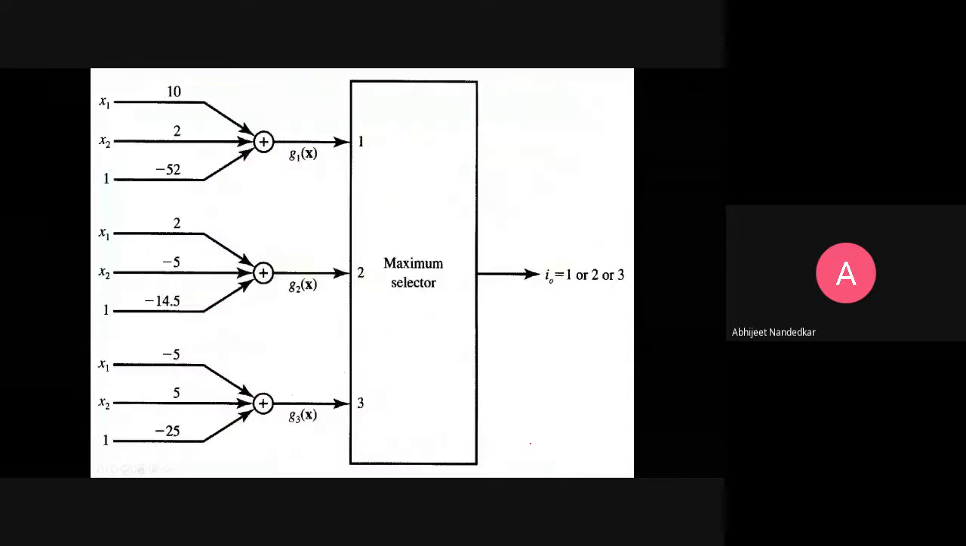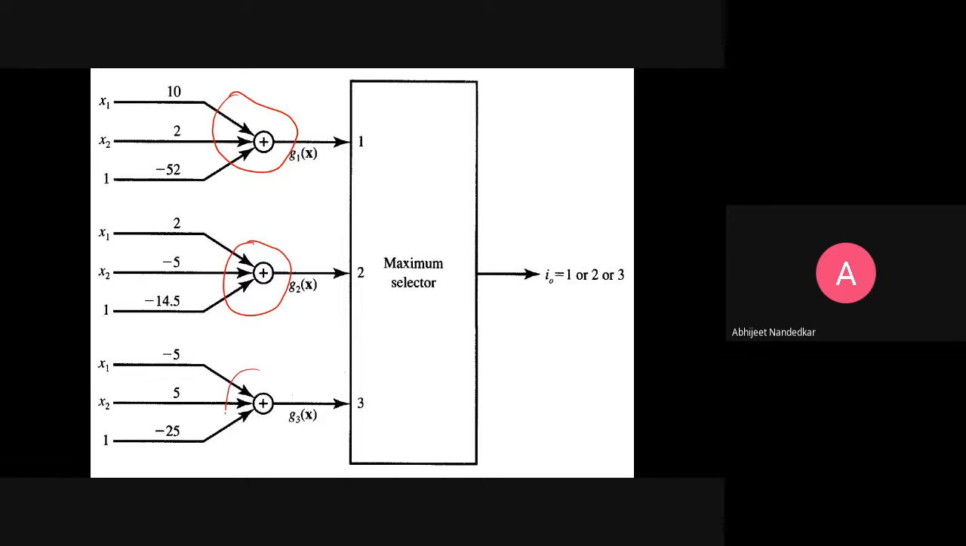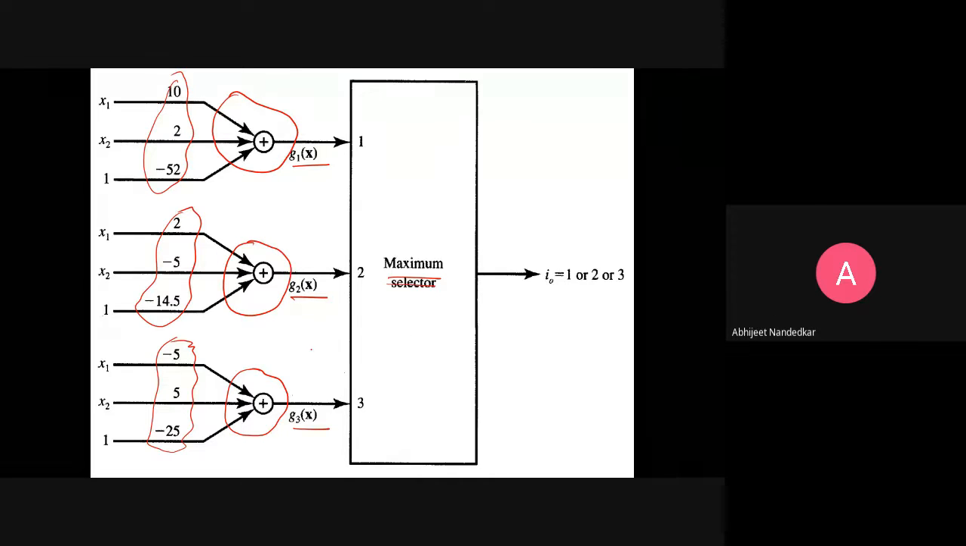So the final circuit will look like this. This will be our neuron number 1, this will be our neuron number 2, this will be our neuron number 3. They are implementing G1x, G2x, G3x. Just see, same thing that we have designed. Now next to that is a max selector. So whichever function produces maximum value, its index is thrown as the output. So there are 3 options, 1, 2 or 3.